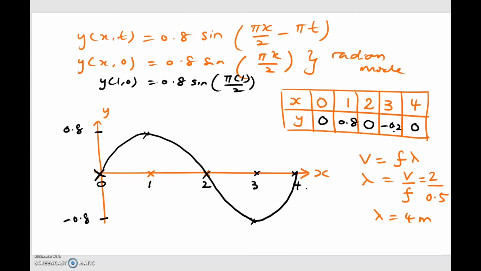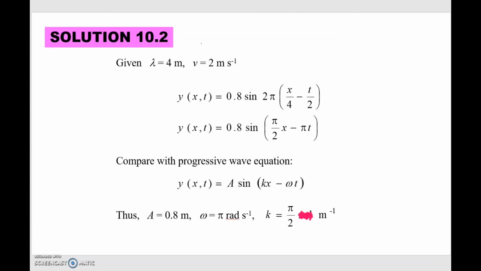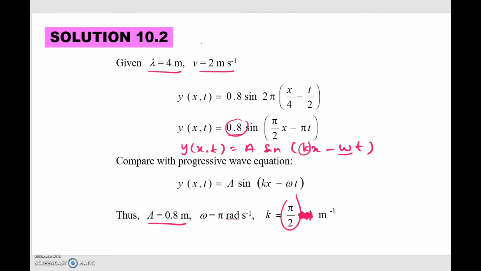Okay. Here is the solution process for example 10.2, where lambda given is 4 meters and v is 2 meters per second. So you have to write the equation like this: y equal to 0.8 sine pi over 2 x minus pi t. So we compare with the progressive wave, where y equal to A sine kx minus omega t. So we can have here the amplitude is 0.8 meter, your k is pi over 2 per meter, your omega is pi radian per second.